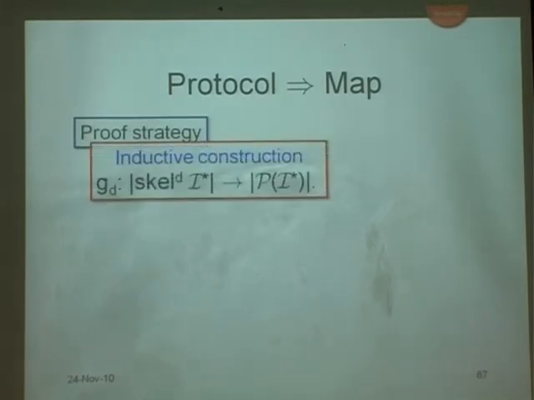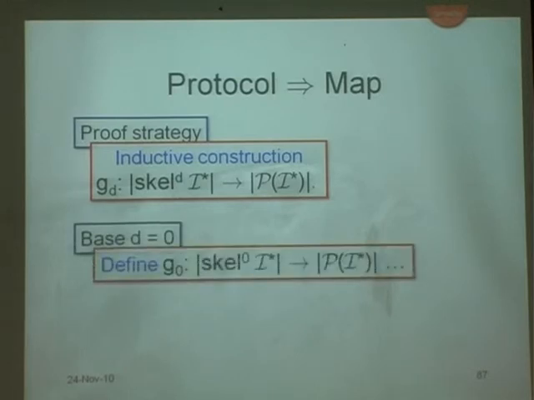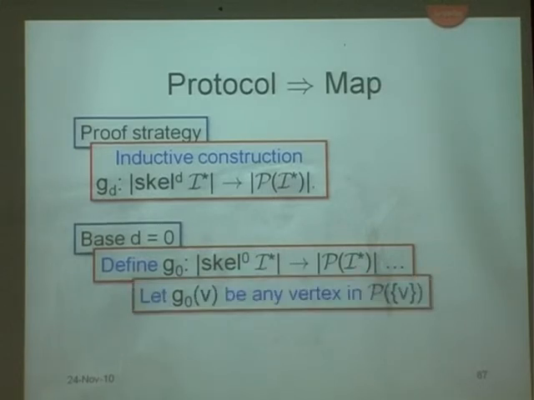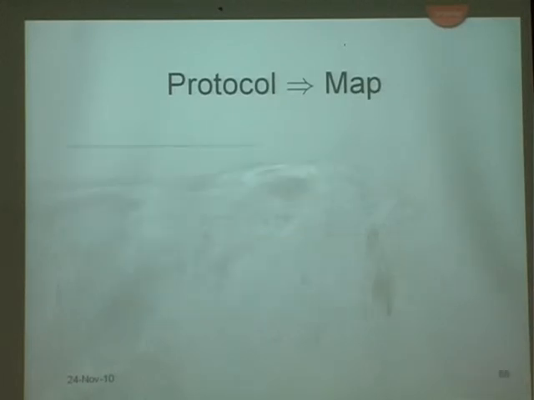So the proof strategy is I'm going to build continuous maps on the d-dimensional skeleton until I reach the top level. And so the base case, where d is 0, all I need to do is this is just a set of vertexes. So for every vertex V here, I just pick any vertex in the image of P of V. So say if I take V and I run P, then I'm going to end up with some, actually only one vertex. But you can pretend that there's more. You just pick any vertex over there. That's your definition for dimension 0.